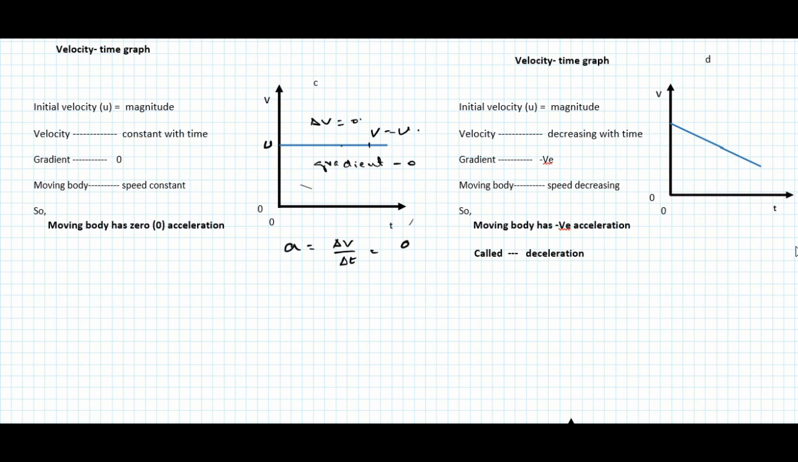In velocity time graph D, we have a downward straight line. The body is starting from initial velocity u and its velocity is decreasing with time. When velocity is decreasing, then delta v, the change in velocity, is negative. It means that the body's speed is decreasing, so it will generate negative acceleration. Negative acceleration is also called deceleration.